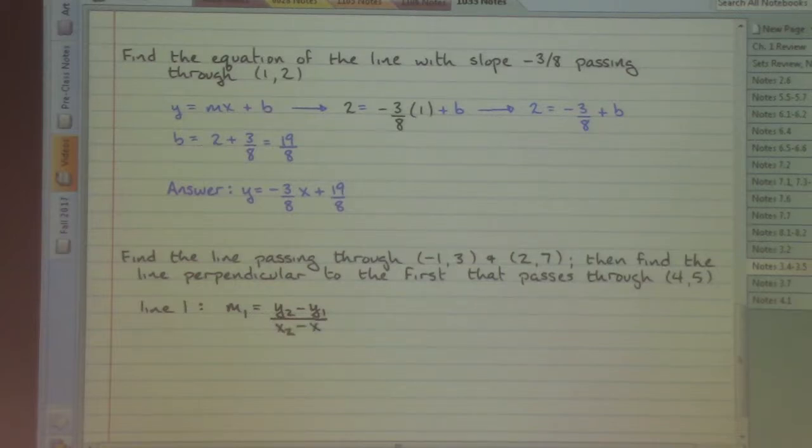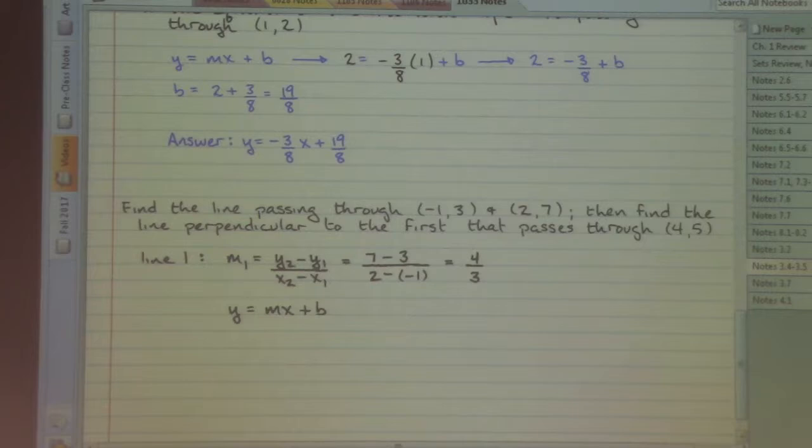And in this particular case, that means that the specific numbers that we would put into play here would be a 7. Underneath of that would be a 2. The y from the first point would be a 3. Underneath of that would be the x from that first point. Simplifying that numerator, we would get a 4. Simplifying that denominator, we would get a 3. There's our slope. Now we would need to use our slope-intercept form to create the equation that they've asked us to create.